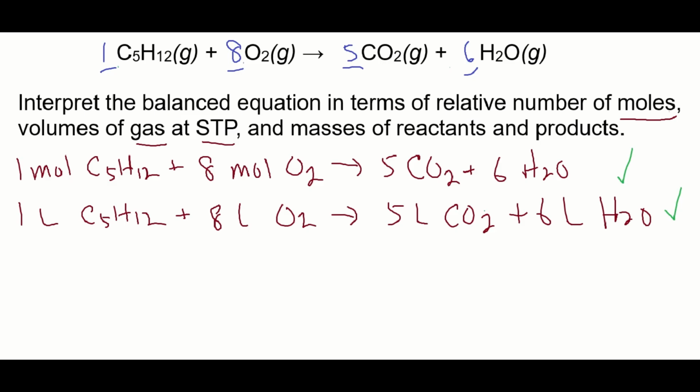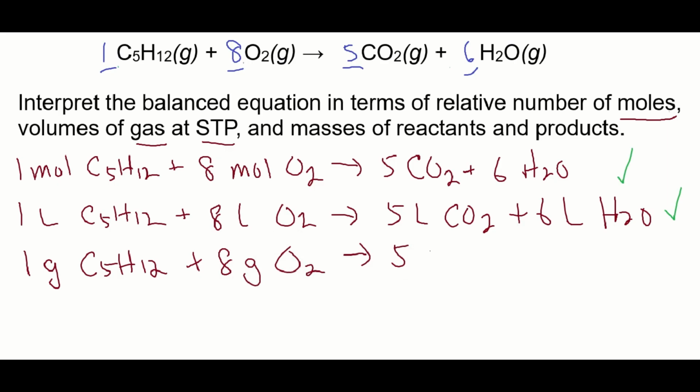Now, the one thing you can't do is interpret these coefficients as masses. So, for example, you can't say 1 gram of C5H12 reacts with 8 grams of O2 to produce 5 grams of carbon dioxide and 6 grams of H2O. That is not true. That is never true. Because the masses are specific to their substances, their intensive properties, the molar masses are. So you'll have to use information on the periodic table to get molar mass information.